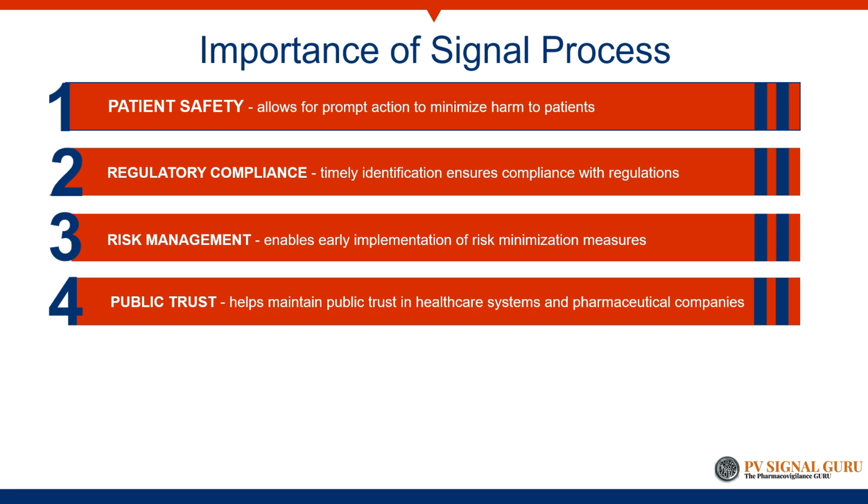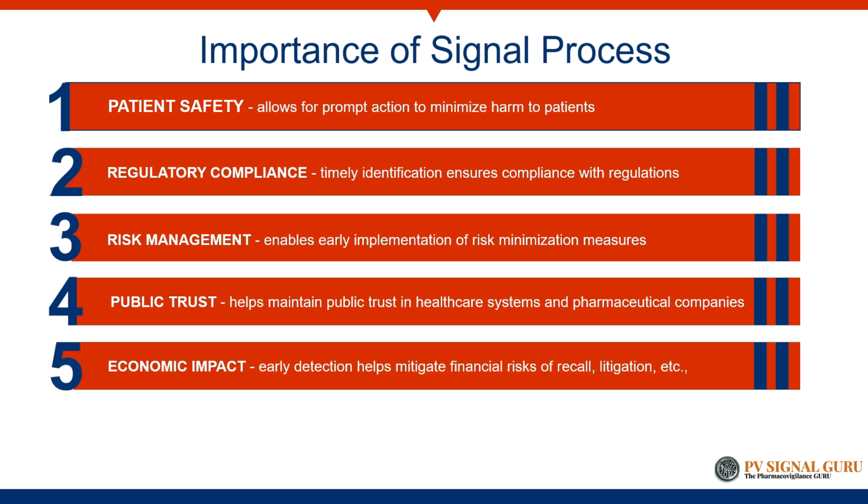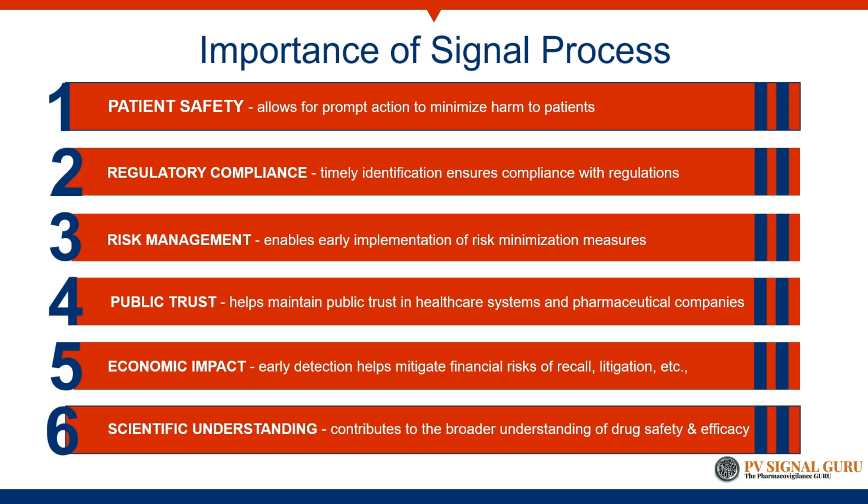Public trust. Proactive signal management demonstrates a commitment to patient safety, helping to maintain trust in healthcare systems and pharmaceutical companies. Economic impact. Delayed identification of safety issues can lead to costly consequences, such as litigation, drug recalls, and loss of market share. Early detection helps avoid these financial risks. Scientific understanding. Timely signal detection enhances the overall understanding of the drug safety and efficacy, guiding future research and development efforts.